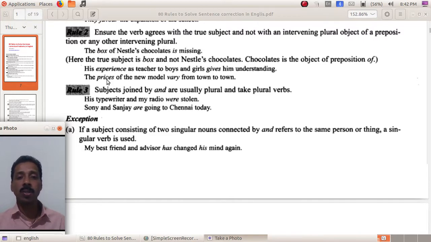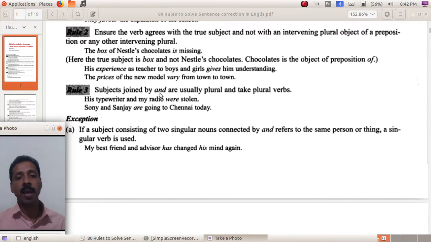So here the true subject is prices. So vary. If it is price, it will become varies. So plural subject, plural verb. Then the second one, the next rule, the third one, is very familiar to you. There is no need of much explanation.